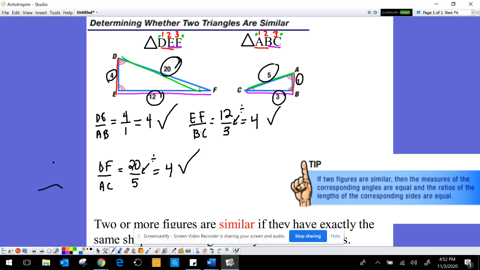So these two triangles are similar because the measures of the corresponding sides are proportional. Whenever we set up our proportions, it simplifies to the same answer each time. So these are similar figures.